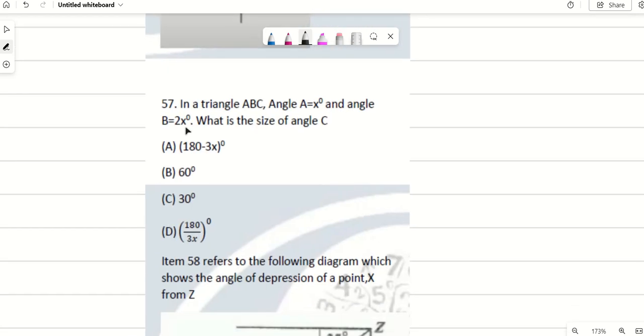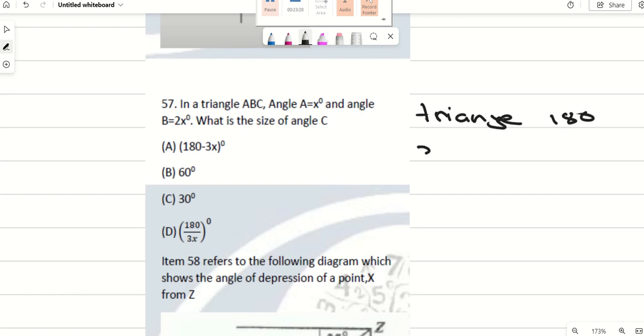Let's look at this. 57. In a triangle ABC, angle A is equal to x and angle B is equal to 2x. What is the size of angle C? First off, how many degrees is in a triangle? A triangle has 180 degrees. Very good. So x plus 2x plus C would give you 180.